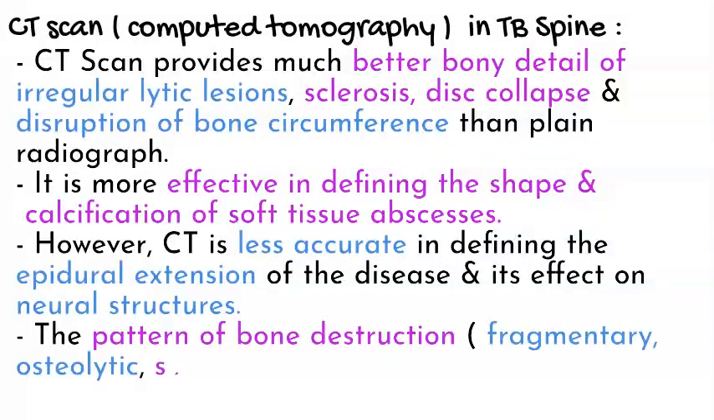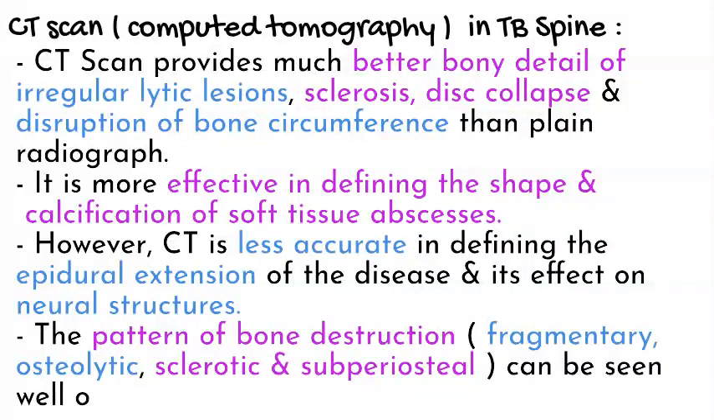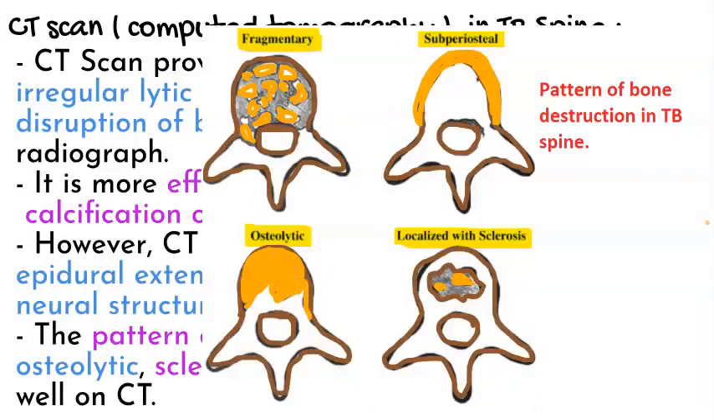The pattern of bone destruction, fragmentary, osteolytic, sclerotic, and subperiosteal, can be seen well on CT. This figure shows the pattern of bone destruction in TB spine. The uppermost on the left-hand side shows the fragmentary type or pattern, subperiosteal beneath the periosteum, osteolytic lesion, and localized with sclerosis.